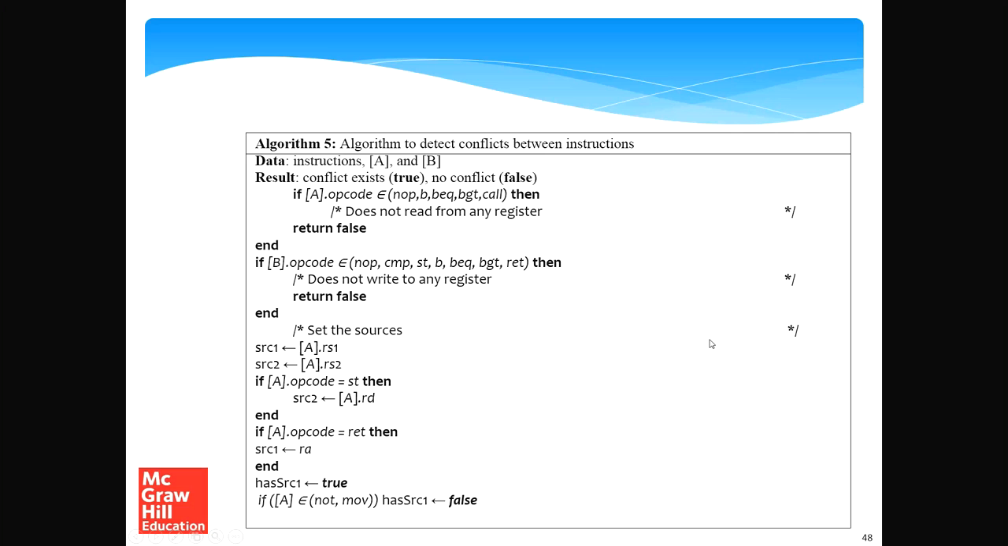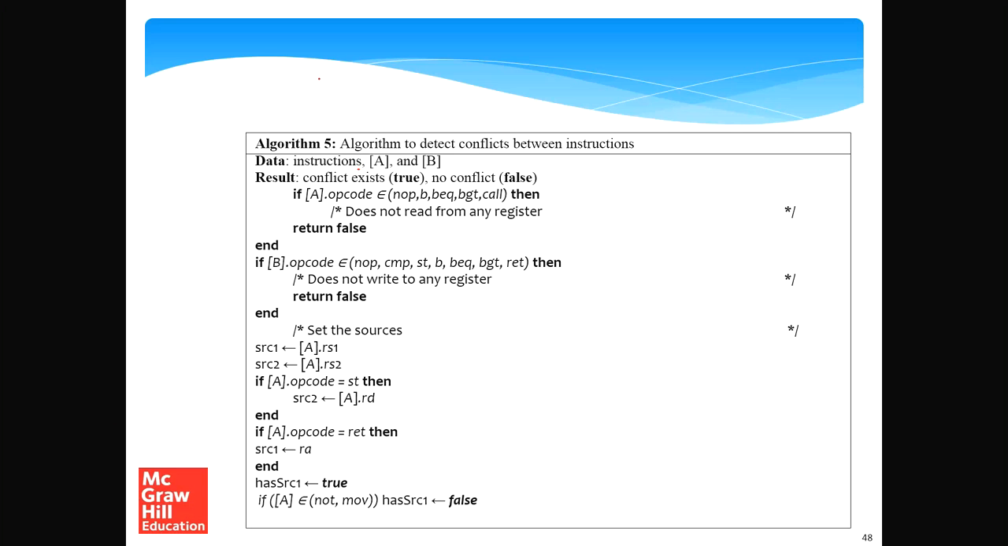Now let's present an algorithm to detect a conflict between two instructions. A conflict is defined as a read after write kind of dependence. So let's consider instructions A and B, where instruction B is the instruction which comes first and instruction A comes later.